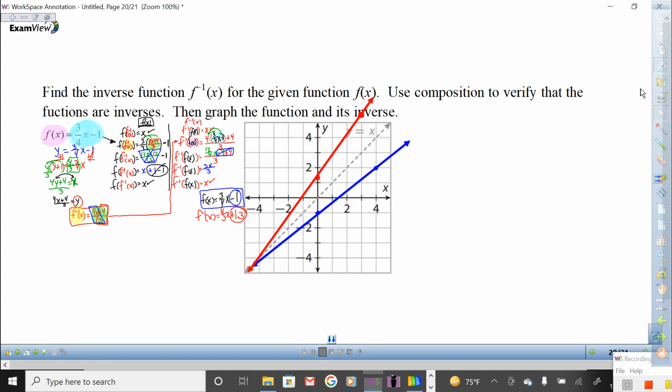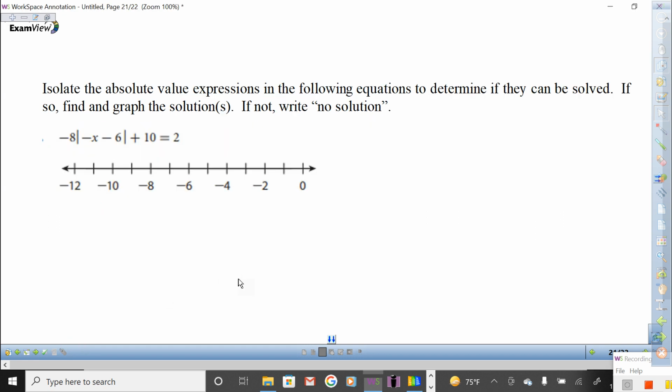Alright, and I think we can cover one last one. Here we go. This one, copy that inequality and the absolute value equation over here to the right. Negative 8 times the absolute value of negative x minus 6, plus 10 equal to 2.